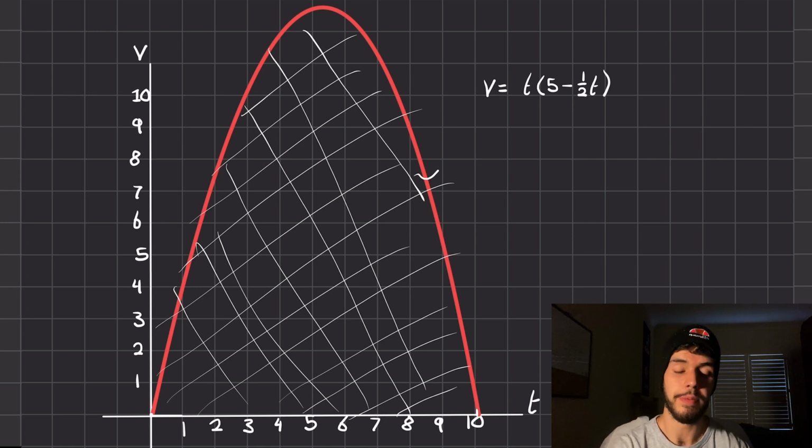And what is our goal here? Our goal is to find the total distance that our car has traveled. And to do this, we need to take the integral of our function, or we need to find the area under the graph. But what does that mean?